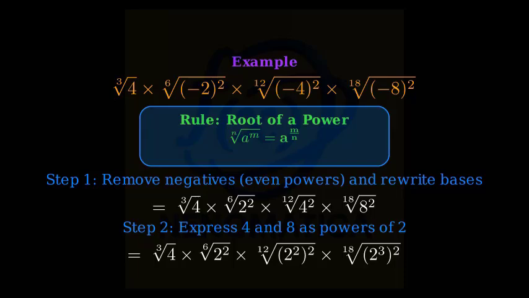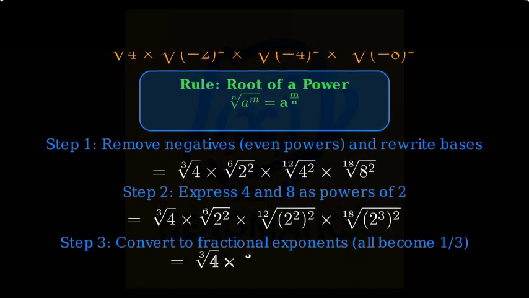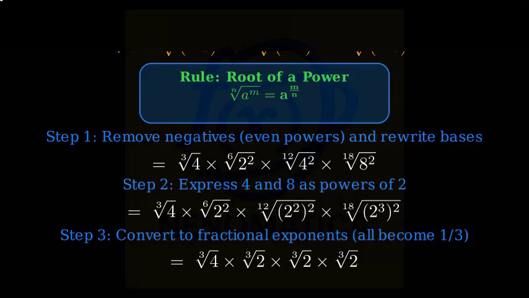Step 4. Combine the factors under a single cube root. 4 times 2 times 2 times 2 equals 32. The cube root of 32 is the cube root of 8 times 4, which equals 2 times the cube root of 4. Great, cube root.